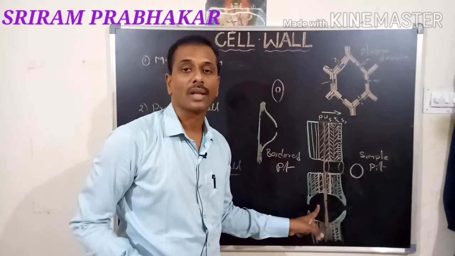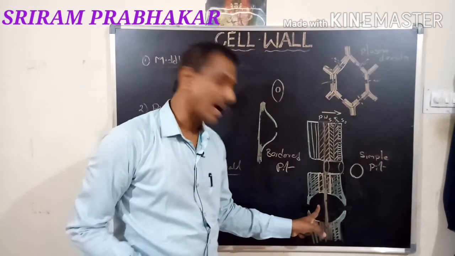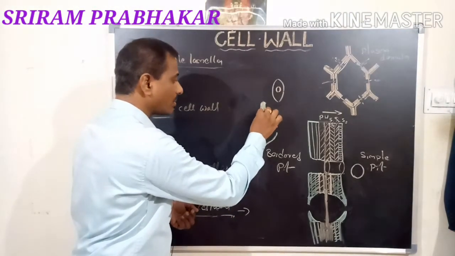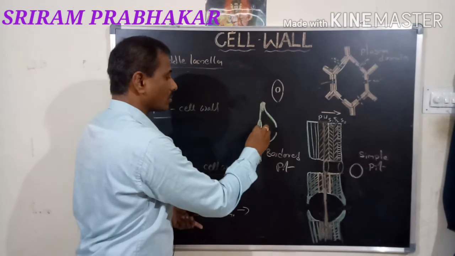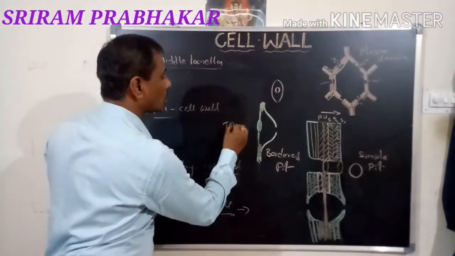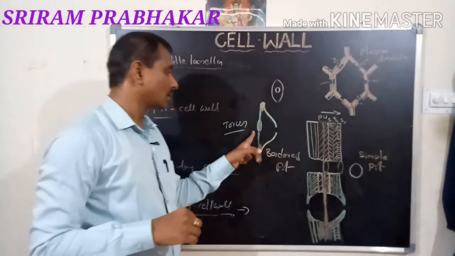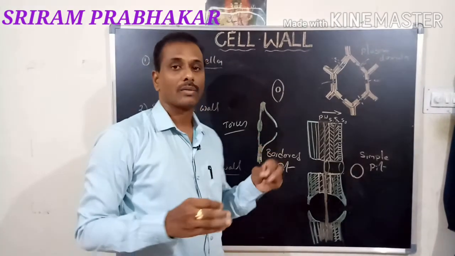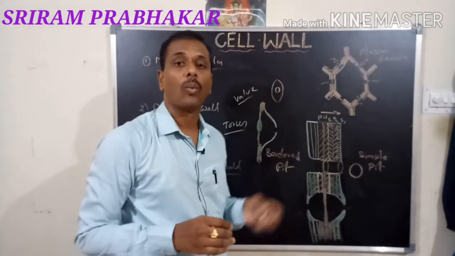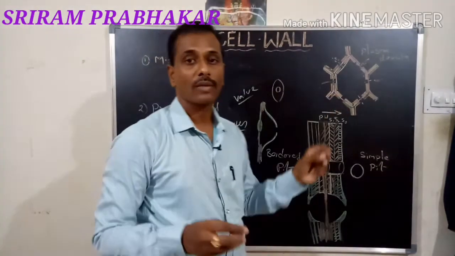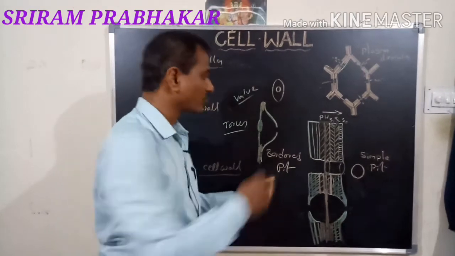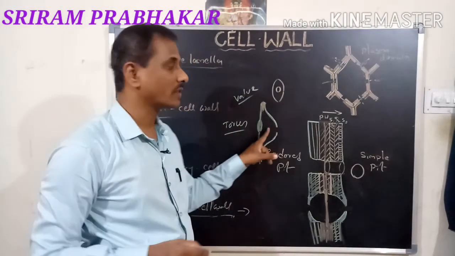These bordered pits are present only in the tracheids of the xylem tissue. When these bordered pits are formed, the middle lamella in the middle becomes thick. This portion is called the torus. What is the function of the torus? The torus acts as a valve. It can regulate the transportation of material from one cell to another cell. That means after the formation of the secondary wall and the bordered pits, it can regulate the transportation of material. That is the function of the torus.